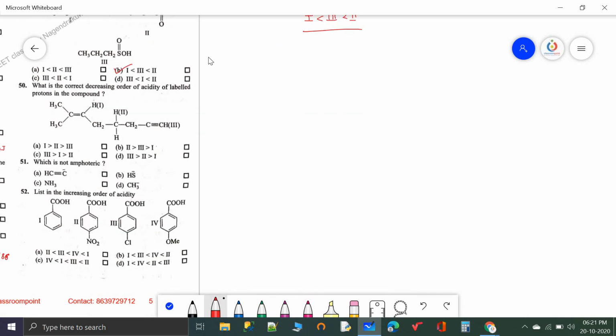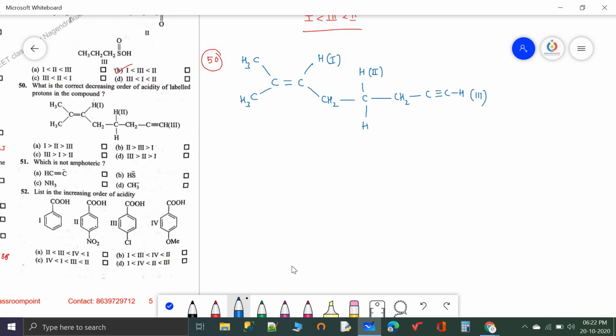Let us see question number 50. What is the correct decreasing order of the acidity of labeled positions in the compound? So I'll write the compound separately here. So here 3 hydrogens are there. This is the first hydrogen, second hydrogen and third hydrogen. They are asking among these which is the strongest acidic proton, and to arrange them in the decreasing order.